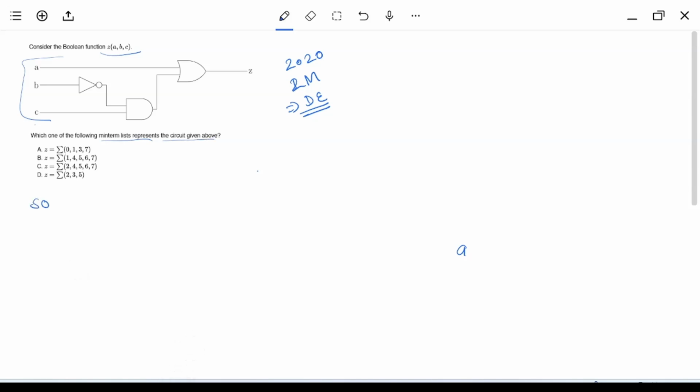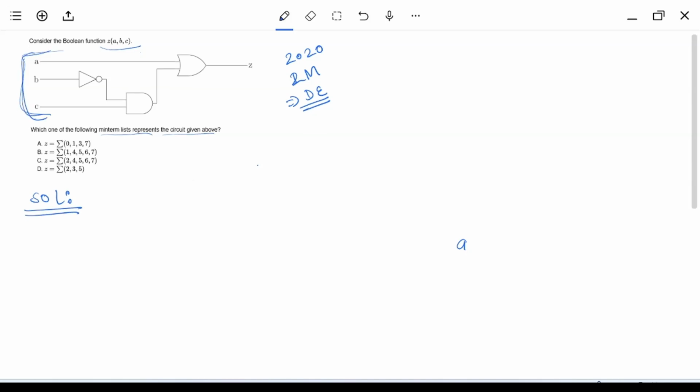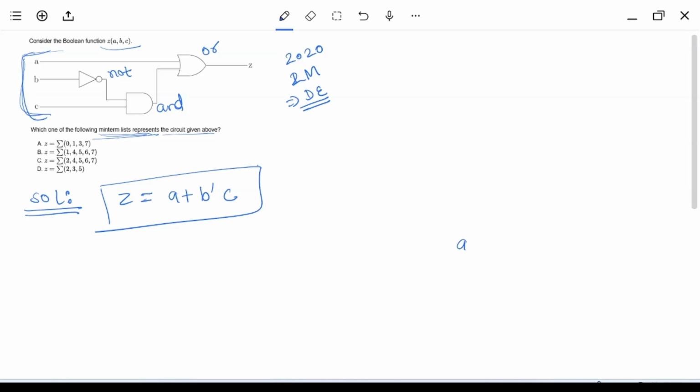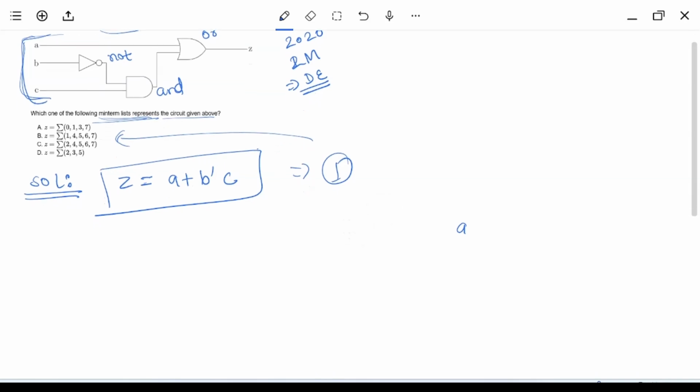Okay, so first write the expression of this circuit. This circuit can be represented as: this is our OR gate, this is an AND gate, and this is a NOT gate. So what is happening? Z = A + B'C. This is the expression. A minterm will be listed if, in whatever cases, whatever values you put for A, B, C, the Z value is 1. That will be part of our answer. Let us understand what I mean.